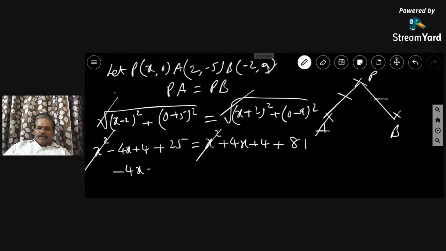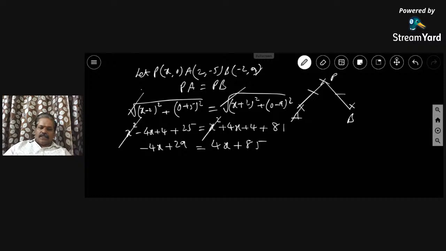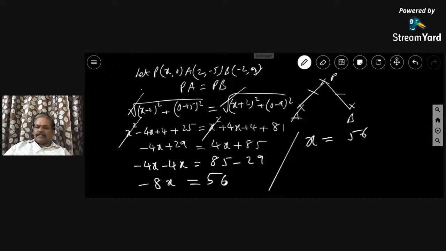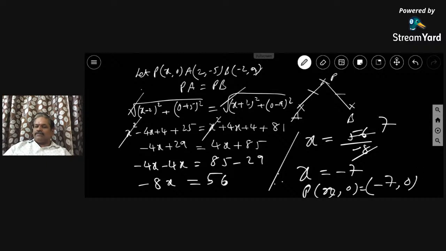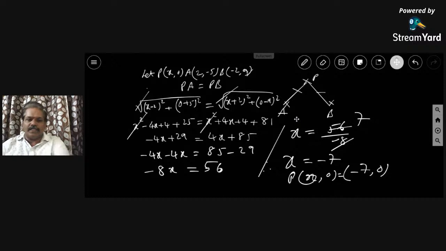I am left with minus 4x plus 29 equals 4x plus 85. Transposing like terms: minus 4x minus 4x is minus 8x, and 85 minus 29 is 56. So x is 56 by minus 8, that is minus 7. X is equal to minus 7. So the point x comma 0 becomes minus 7 comma 0. So the point (minus 7, 0) is equidistant from the given points A and B. This type of question, earlier they used to ask for 4 marks, but now we can expect it for 8 marks.